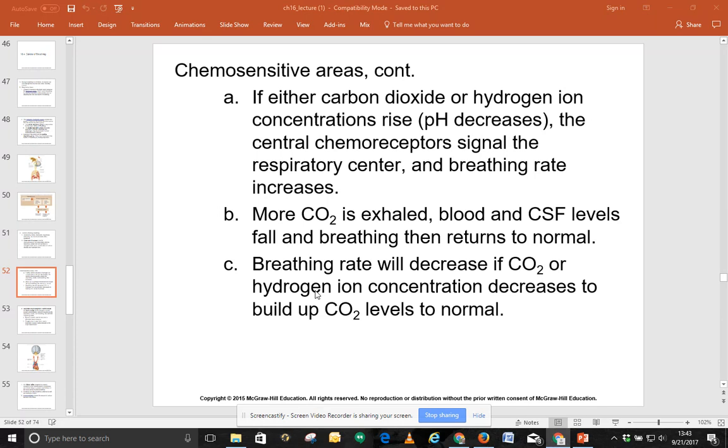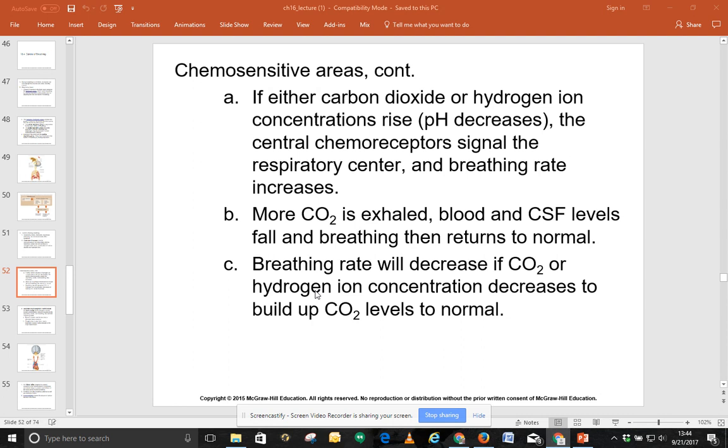If carbon dioxide goes up, that means it's not being eliminated, because we eliminate carbon dioxide when we exhale. If the carbon dioxide goes up from normal, then that is telling the brain that you need to breathe more because I've got too much carbon dioxide in my body. The more CO2 is exhaled, blood and cerebral spinal fluid levels fall, and breathing then returns to normal. And that's a whole other topic that we can talk about when it comes to pressures in the brain with cerebral spinal fluid and CO2 and their correlation.